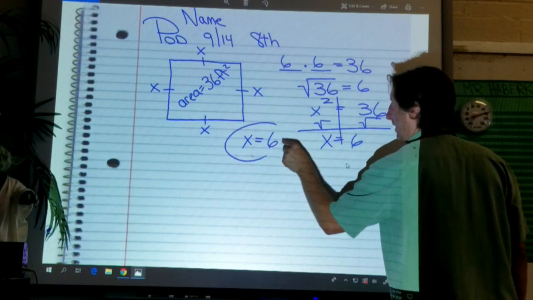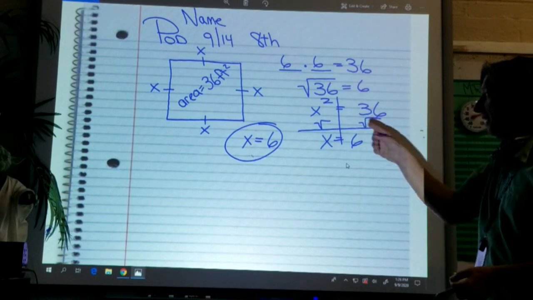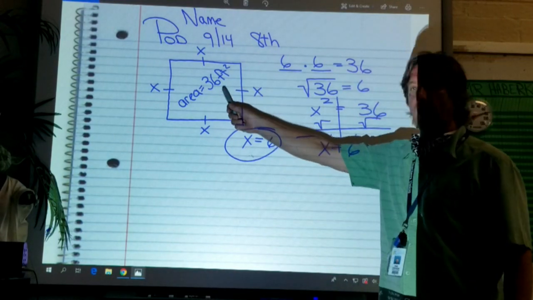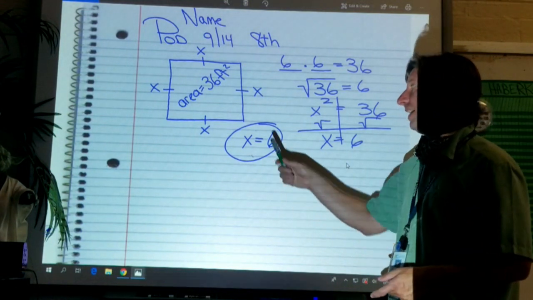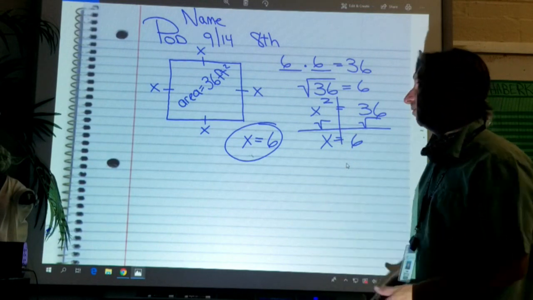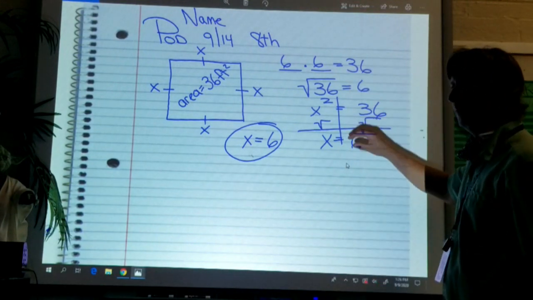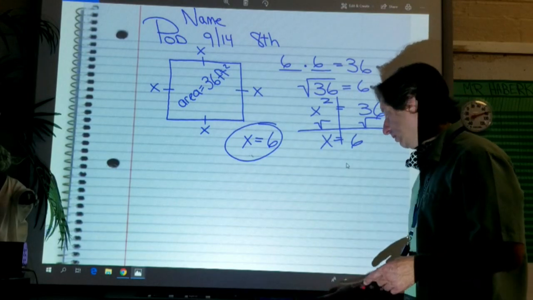Now, could this be negative 6? No. And the only reason this can't be negative 6 is because we're talking about an actual picture. You can't say a room is negative 6 feet long, or a square is negative 6 feet long. You can only do it abstractly. So it doesn't work with something real like this. All right.